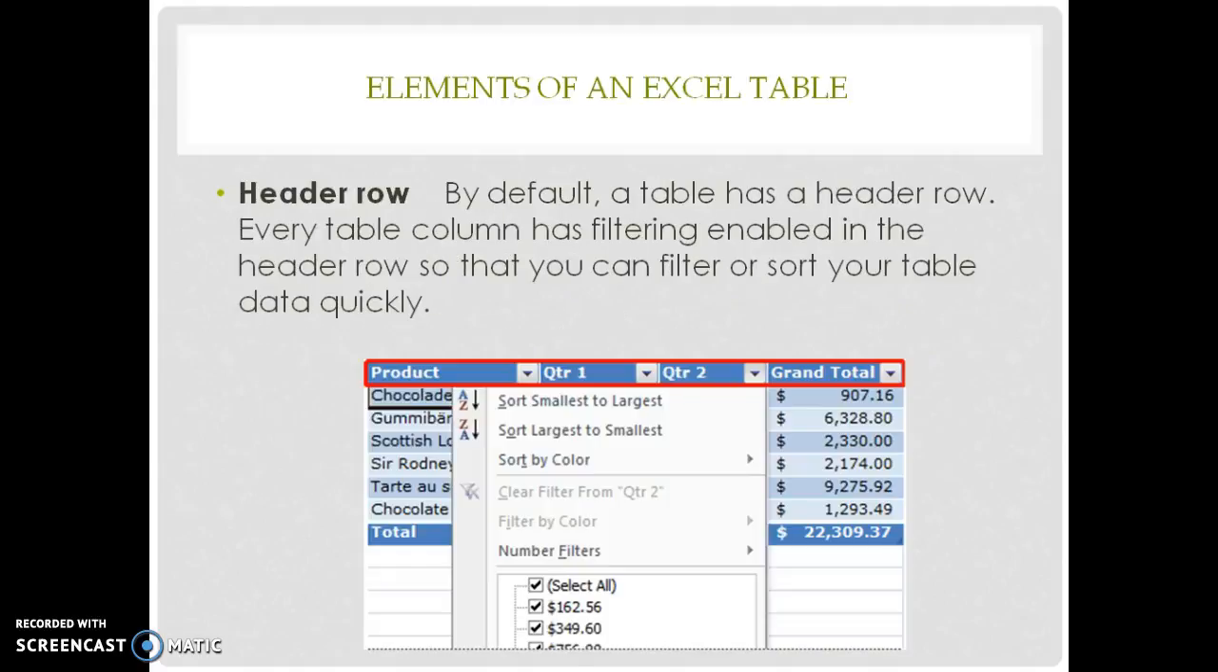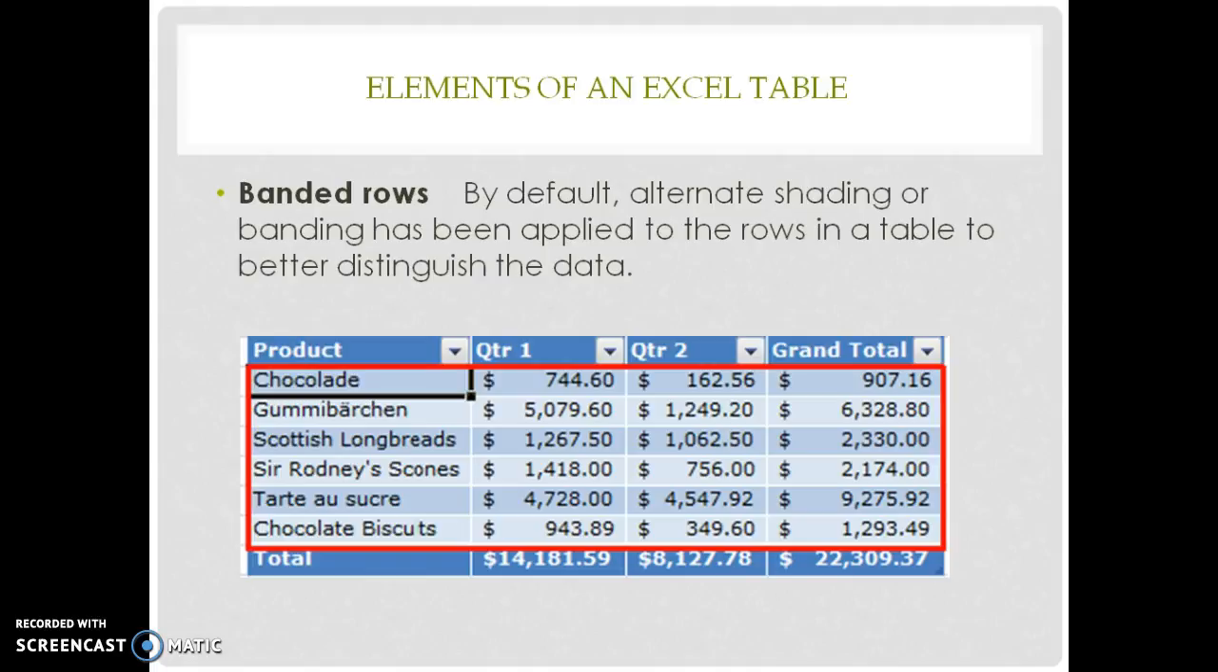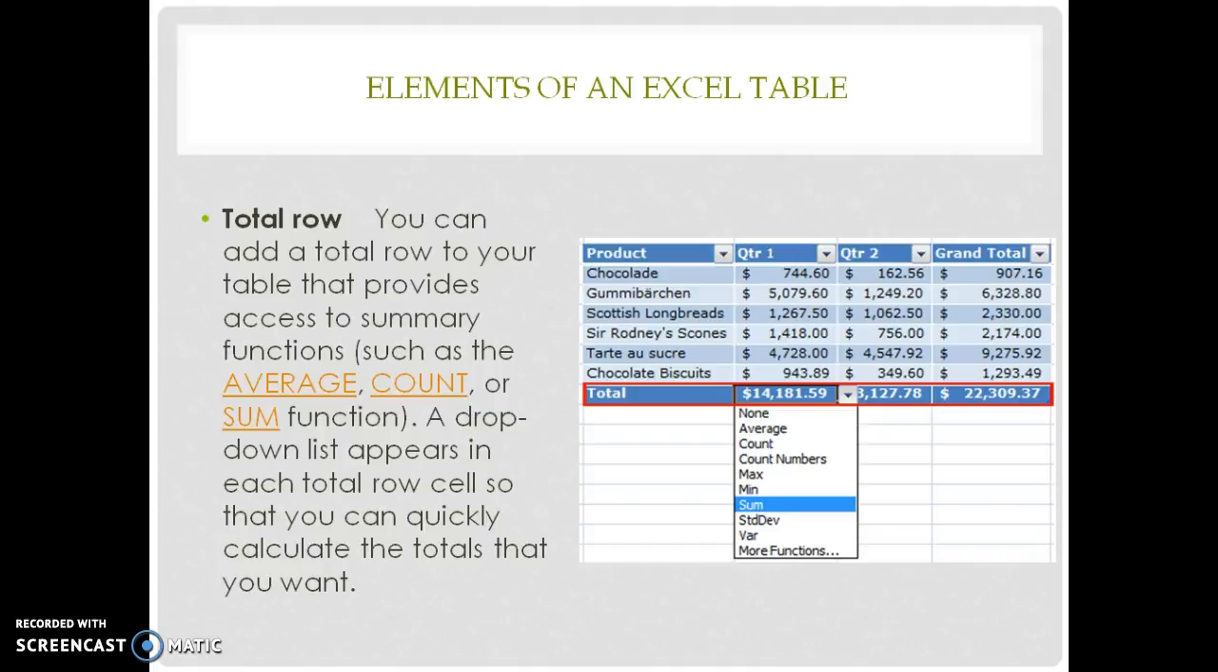Now, elements of the Excel table. There's a header row. By default, a table has a header row. Every table column has filtering enabled in the header row so that you can filter or sort your table data quickly. Now for banded rows. By default, in Excel tables, alternate shading or banding has been applied to rows in a table to better distinguish the data. As you can see in the picture below, a darker blue and lighter blue are used to distinguish every other row, making it easier to follow the data down the table.